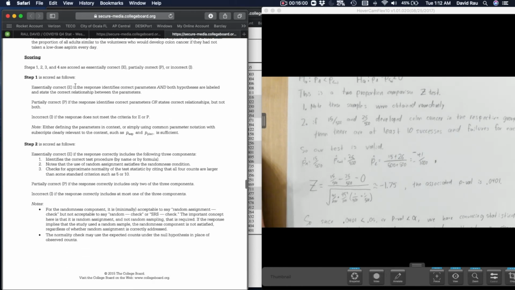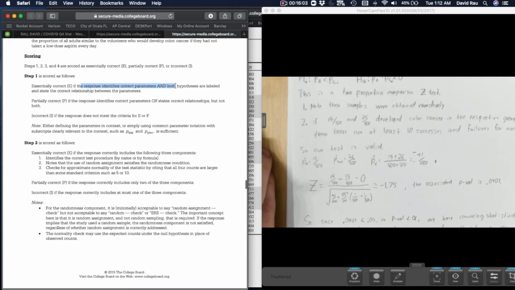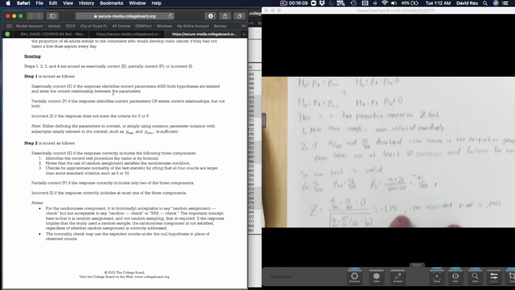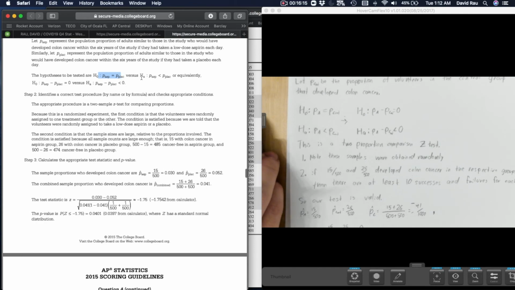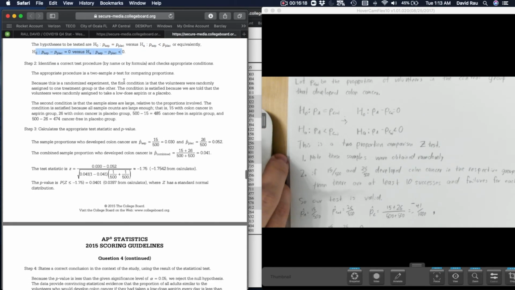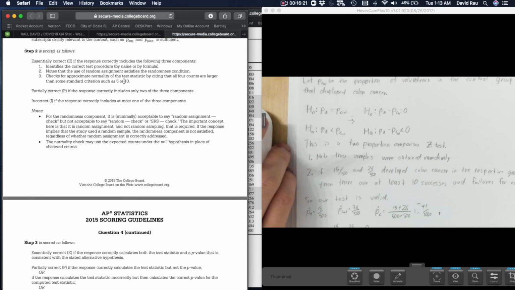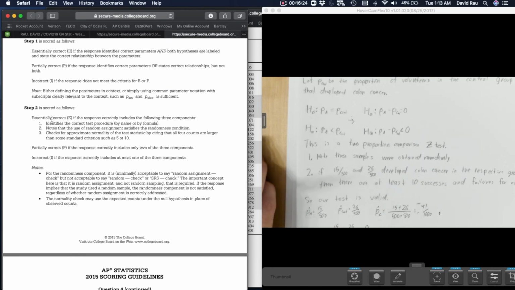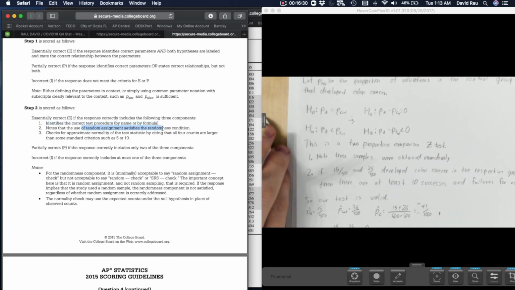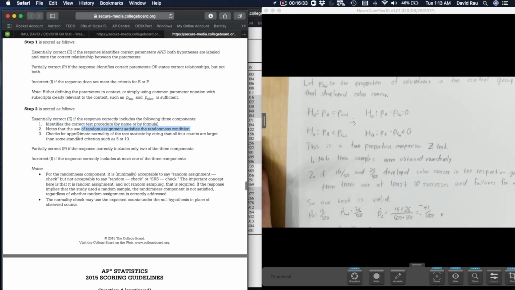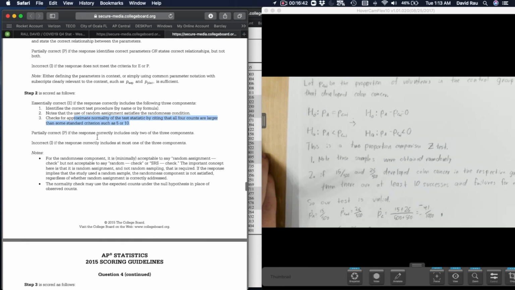Let's go through and see if I met it all. Did I identify the correct parameters? In other words, did I use proportions? Are both hypotheses labeled in the correct way? Did I write my H0 and HA correctly? I did. I put them equal to each other and less than, and I actually put them both ways. But you have to define your P of A and P of control and everything else. I identified the test by name, the 2 proportion comparison z-test. I noted the use of random assignment, and I said that we had greater than 10 successes for each group.